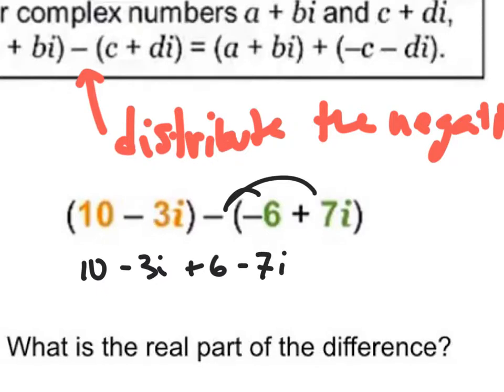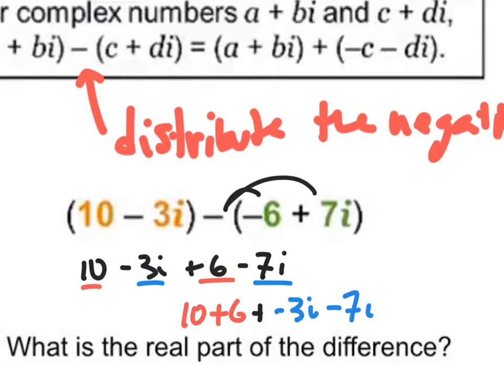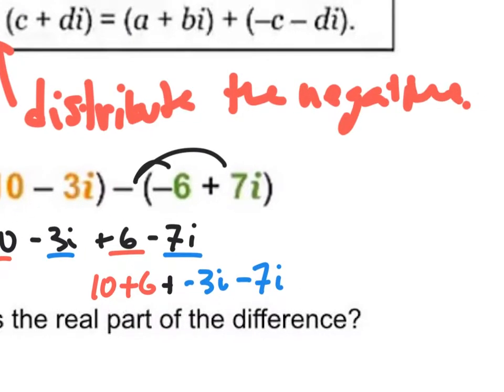Okay, and then again, we're going to combine just our like terms, so we'll do 10 plus 6 plus negative 3i and negative 7i, so minus 3i minus 7i. And we should get as a result, 10 plus 6 is going to give me 16. And then plus, well, I don't want to do plus. We can just do minus 10i. Okay, and that would be our answer.